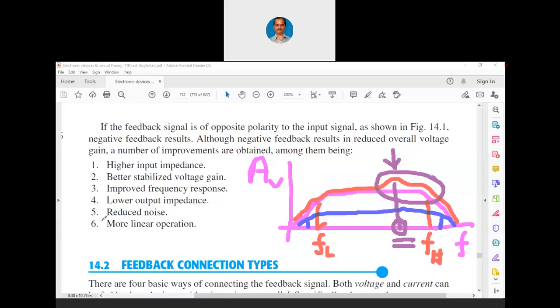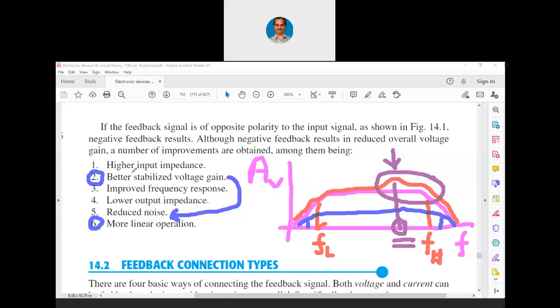So, of course, this 6 is same as 2. And this 5 is again almost related to 2, because when there is a better stabilized voltage gain and the gain is reduced, noise is also reduced.